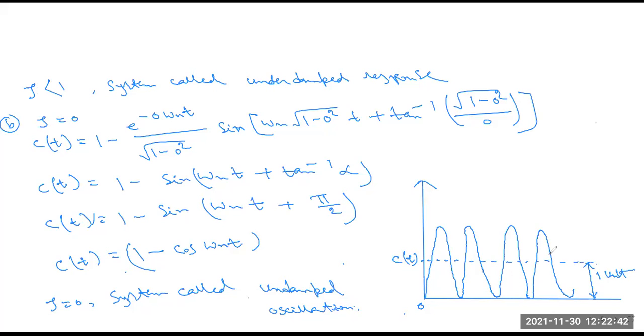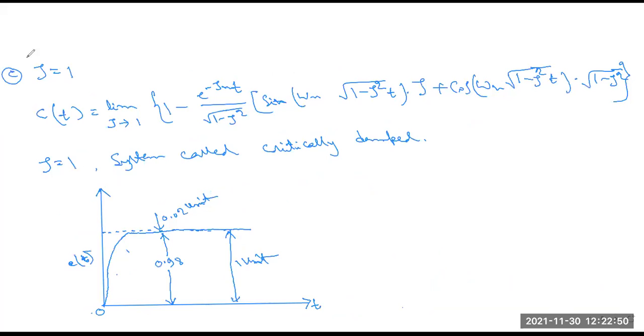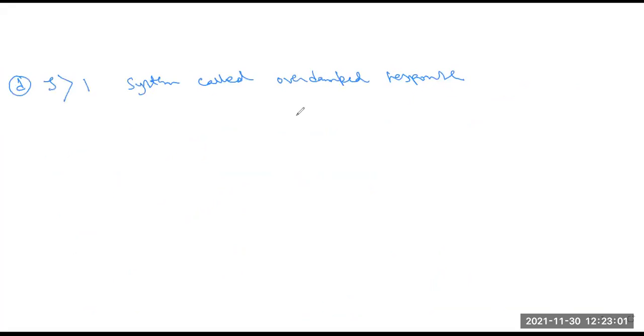These are the output waveform of the undamped oscillation when zeta is 0. Another part, when zeta is equal to 1, the system is called critically damped. These are the output waveform. And last, when the value of zeta is greater than 1, this is called the overdamped response.